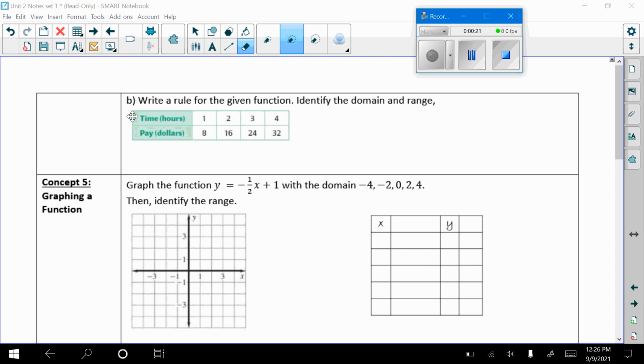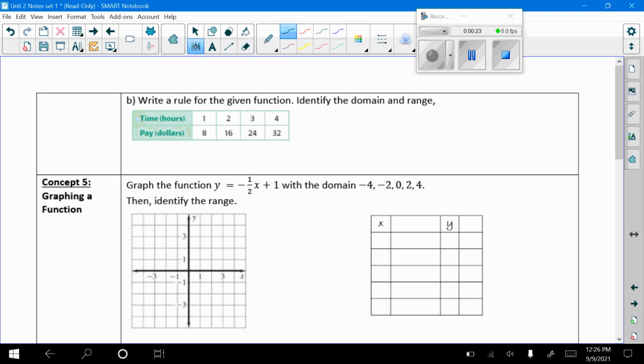Well, what I'm going to do is say that this is your x and this is your y. This is your input, your output, okay? And I'm looking for the rule for the function, which means I want y equals something x plus or minus something. So we're going to first look for the rate of change, and then we're going to look for the start value.